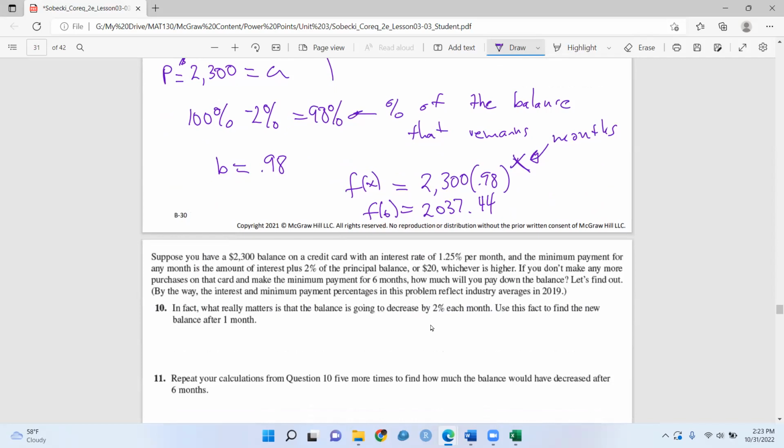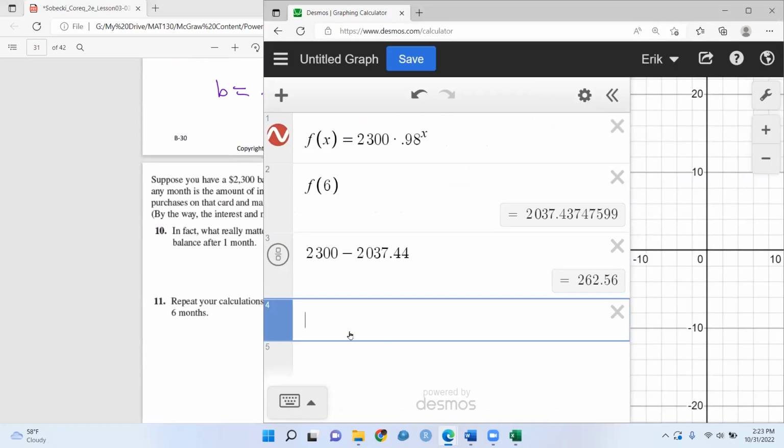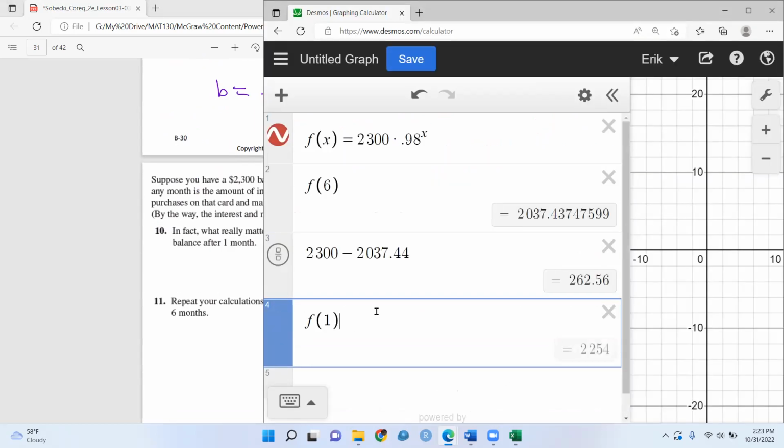So here it says, find the new balance after the first month. Well, let's do that. So f of 1, the new balance is 2254.